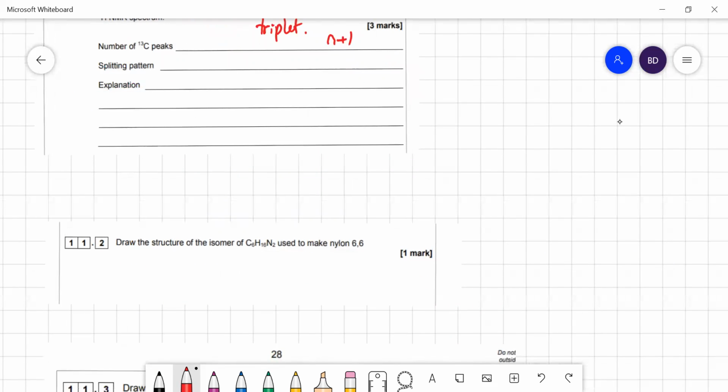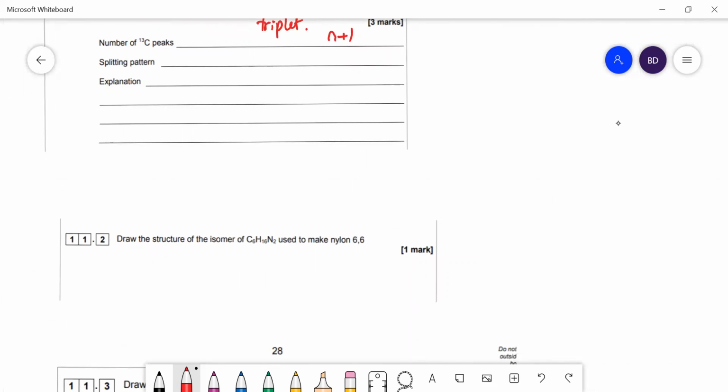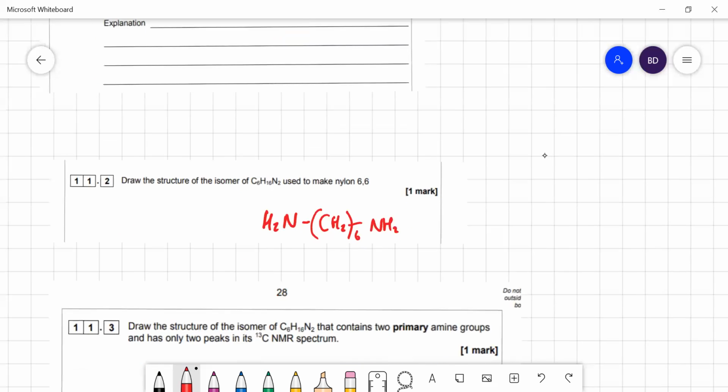Okay. Now draw the structure of the isomer of C6H16N2 used to make nylon 6,6. That's kind of a straightforward recall question. It's 1,6-diaminohexane, so it's basically, you've got NH2 at each end, and you've got 6 carbons. Okay, if you wanted to, you could draw a skeletal version of that, but that's what it is, and that's just, as I say, a recall question. You just got to know that.